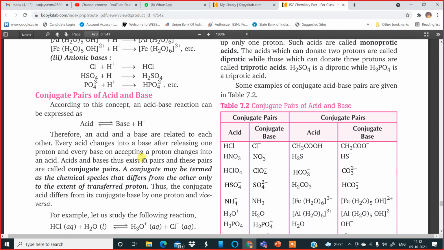Now, if you look at conjugate pairs of acids and bases, an acid and a base are related to each other. Every acid changes into a base after releasing one proton, and every base on accepting a proton changes into an acid. So, acids and bases exist in pairs, and these pairs are called conjugate pairs. A conjugate may be termed as the chemical species that differs from the other only to the extent of a transferred proton. Thus, the conjugate acid differs from its conjugate base by one proton and vice versa.